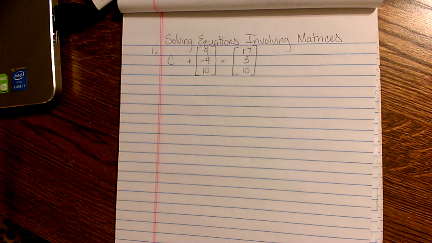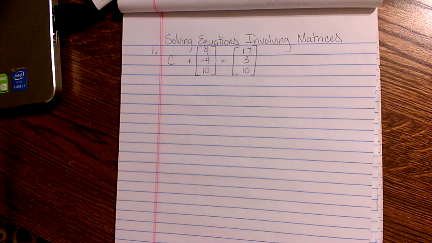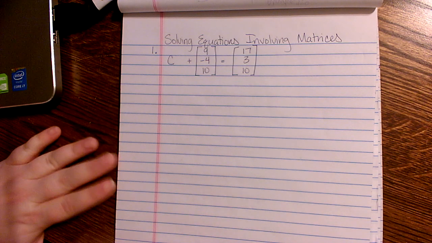Hello everyone, here is my video showing you how to solve equations that involve matrices. So this is our first example. We are solving for capital C. Now the thing to notice in this equation, C is not just a single number. It's not just one variable like usual where we just find one number. It's actually an entire matrix. A matrix C that is missing.